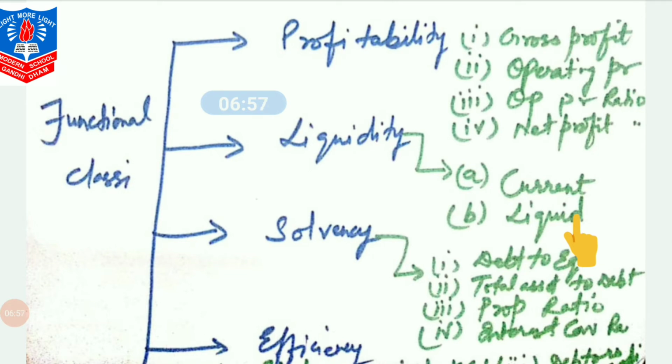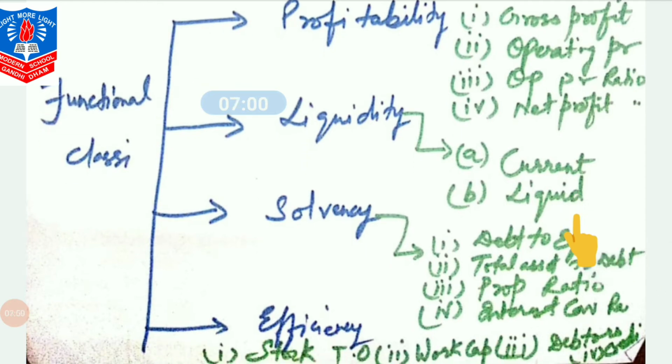Majorly, they are classified into 4 categories: profitability, liquidity, solvency, efficiency. Which are these 4 types of functional ratios? Profitability ratios, liquidity ratios, solvency ratios and efficiency ratios. Now in profitability, they represent the profit of the firm. Profitability is reflected by them. GP ratio, operating profit ratio, net profit ratio come under this category.